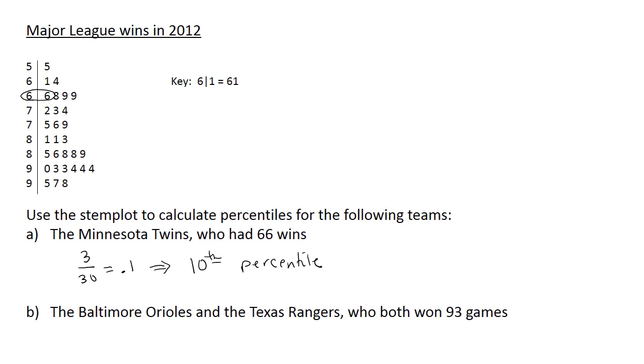The Baltimore Orioles and the Texas Rangers both won 93 games. Here they are right here. If you count the number of teams who had fewer than 93 wins, you will discover that it's 22 out of the 30 teams. And if you divide 22 by 30, that's 0.73 repeating. So they're at approximately the 73rd percentile.